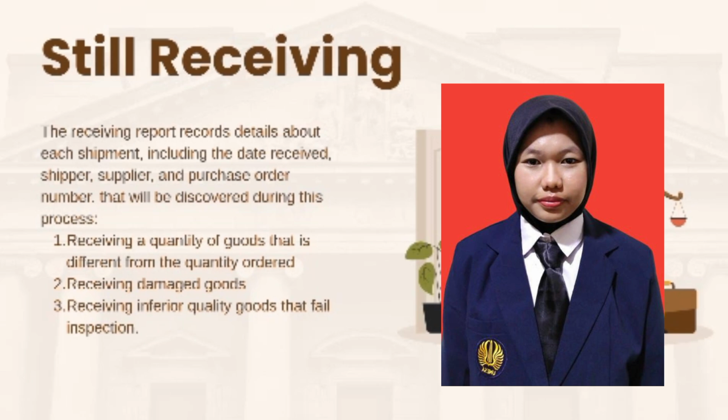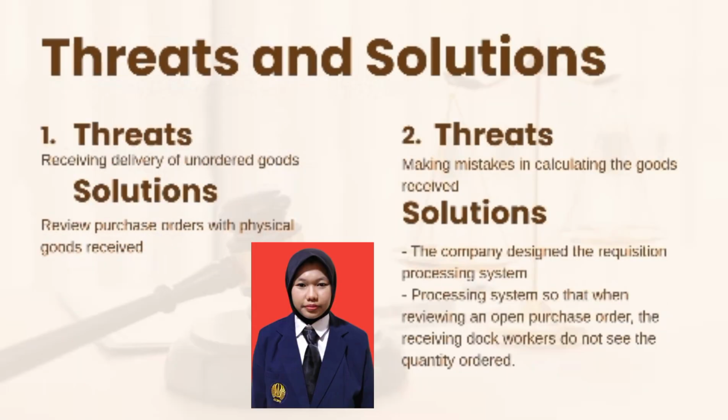First, receiving a quantity of goods that is different from the quantity ordered. Second is receiving damaged goods. Third is receiving inferior quality goods that fail inspection. And then we have threats and solution for this topic.